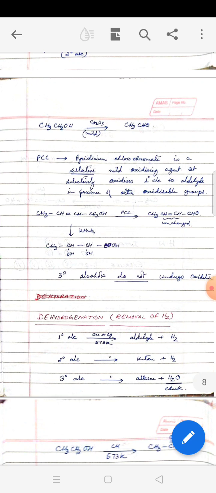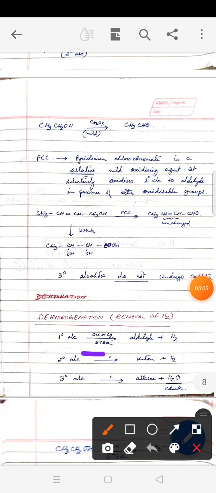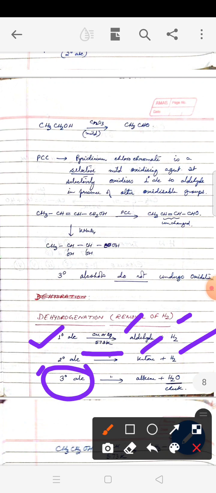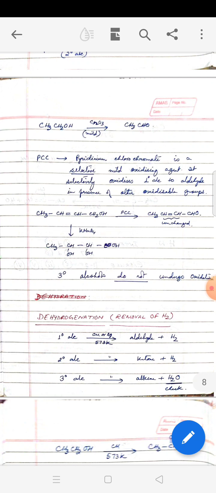So what happens here, the reagent used here is either copper or silver at 573 Kelvin. Now primary alcohol gives you aldehyde plus hydrogen, secondary alcohol gives you ketone plus hydrogen. Interestingly, tertiary alcohol gives you alkene and water, just like a dehydration reaction. So this is a better method if you want to prepare aldehyde and ketone. Now for your reference, let me tell you, our next chapter will be aldehydes and ketones. All these methods you have to do under preparation of aldehydes and ketones. So let's take examples.